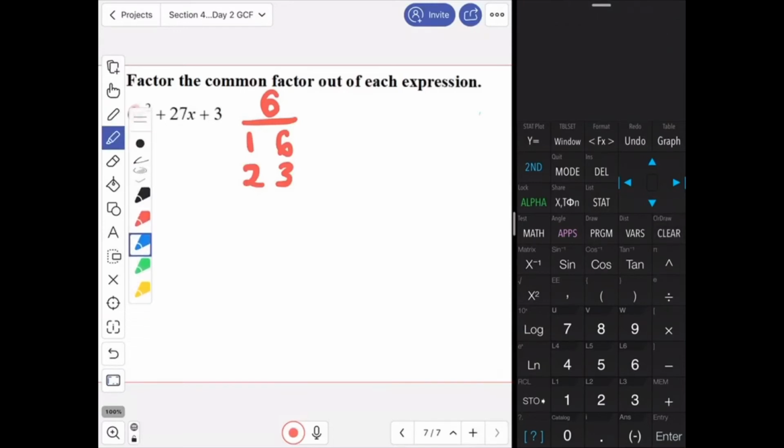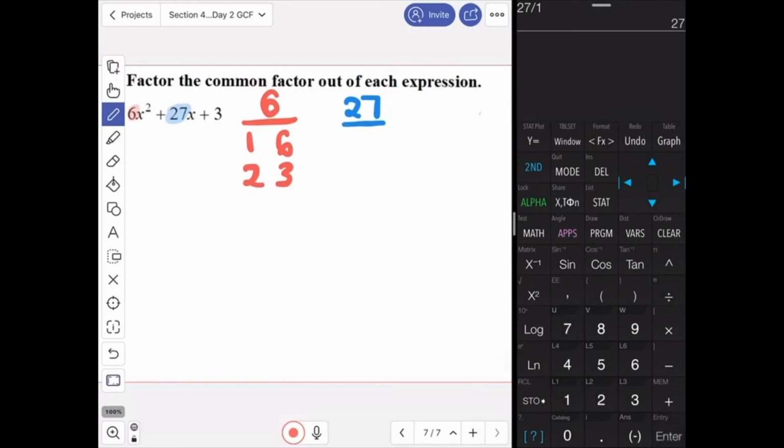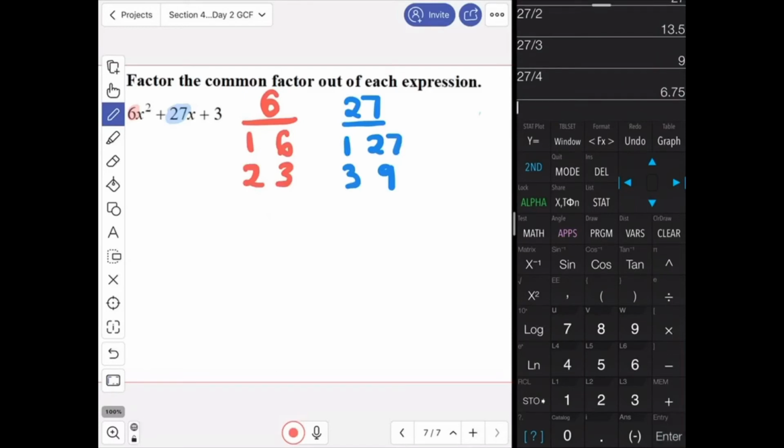The next number we have to deal with is 27. So if I list my factors of 27, I have 27 divided by 1, which is 27. 27 divided by 2, which is a decimal, so it's not included. 27 divided by 3, which gives us 9. So I have 3 and 9. 27 divided by 4, which is a decimal, so it's not included. 27 divided by 5, which is a decimal, so it's not included.